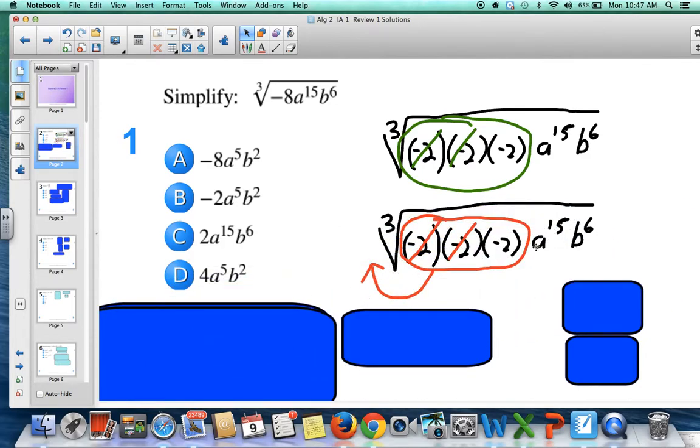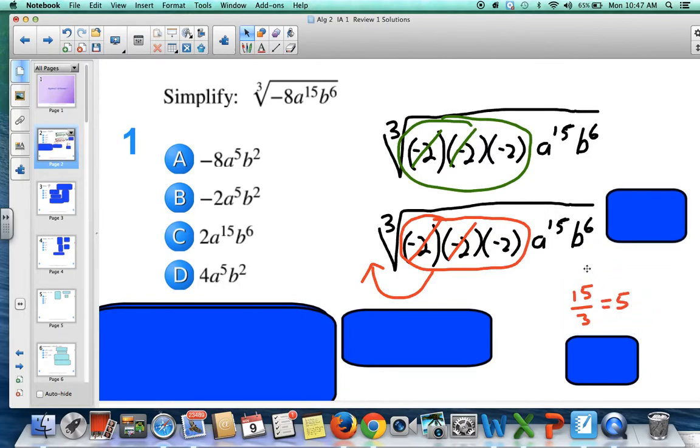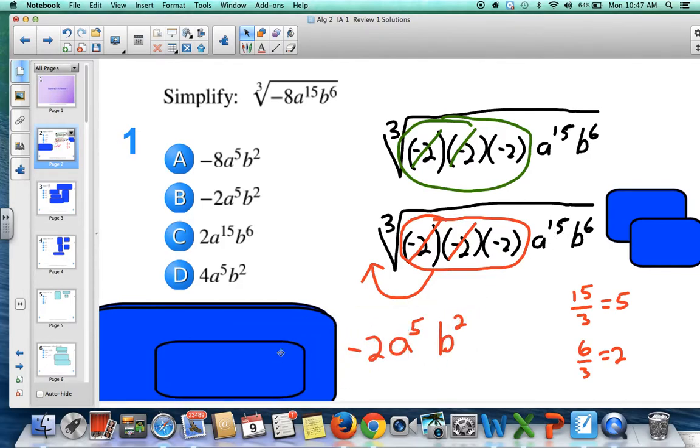And now I have a to the 15th to deal with. And a to the 15th, if I think about this, 15 divided by 3 is 5, and 6 divided by 3 is 2. Now, I could have written out 15 a's and done all that. It takes a long time to do. But this way, it's a little quicker. This becomes a to the 5th and b to the 2nd, and then negative 2. So the correct answer should be B right here.